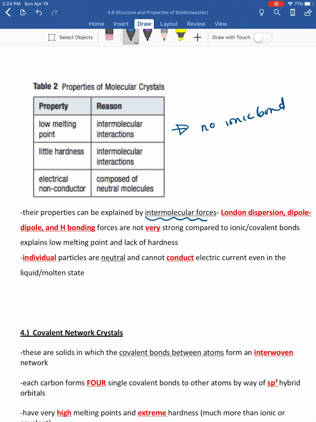So the thing holding these guys together are intermolecular forces. Okay, so much weaker than my ionic bond or my covalent bond. And that's what I just wrote here. Forces are not very strong compared to ionic and covalent bonds, which explains why it doesn't take as much energy to melt. Okay, and they're not necessarily as hard because they're not as ordered.